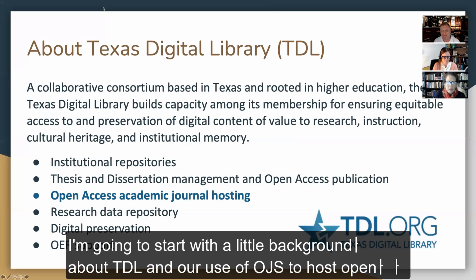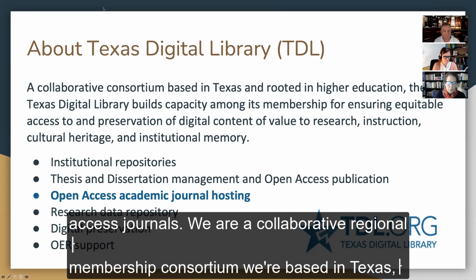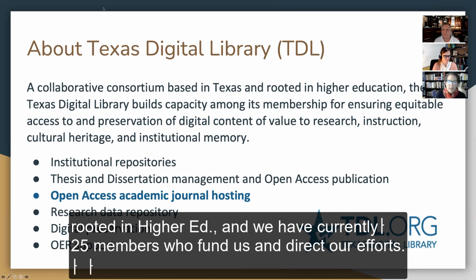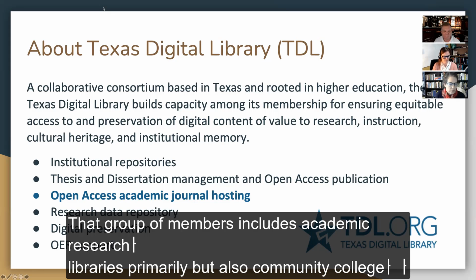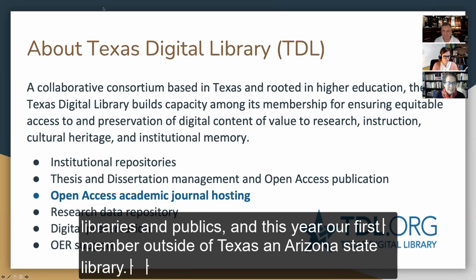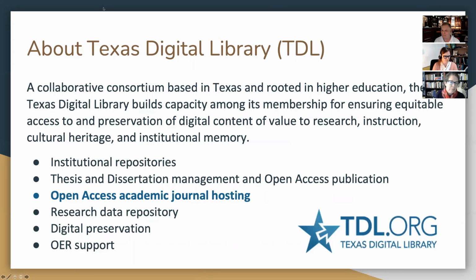I'm going to start with a little background about TDL and our use of OJS to host open access journals. We are a collaborative regional membership consortium. We're based in Texas, rooted in higher ed. And we have currently 25 members who fund us and direct our efforts. That group of members includes academic research libraries primarily, but also community college libraries and publics. And this year, our first member outside of Texas, Arizona State Libraries.